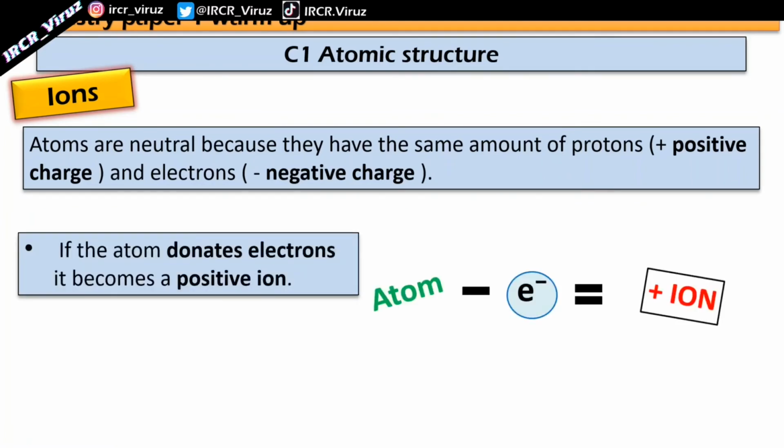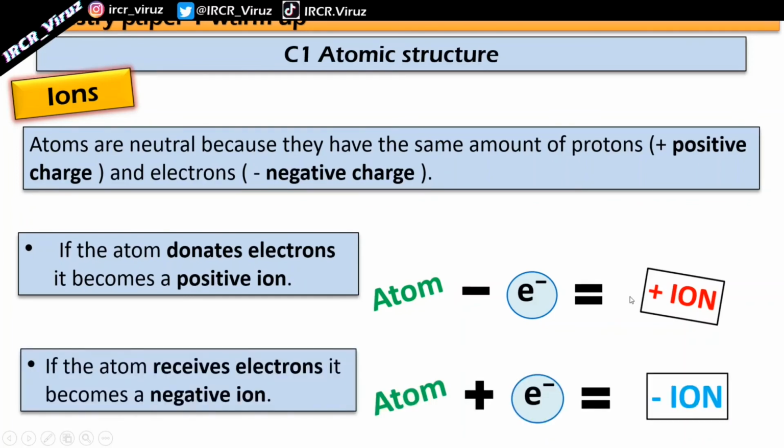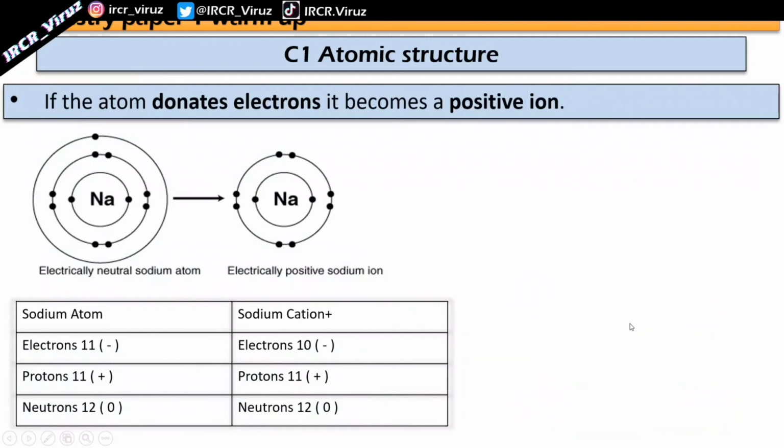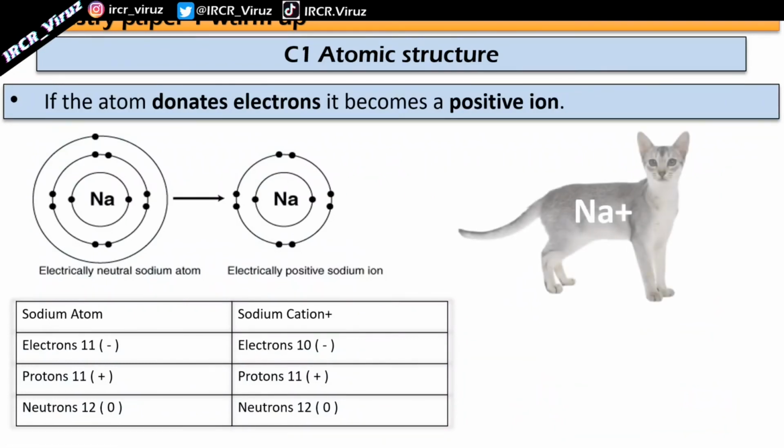So if the atom donates electrons, it becomes a positive ion. Take away an electron equals a positive ion. If the atom receives electrons, it becomes a negative ion. So we got atom plus electron equals negative ion.